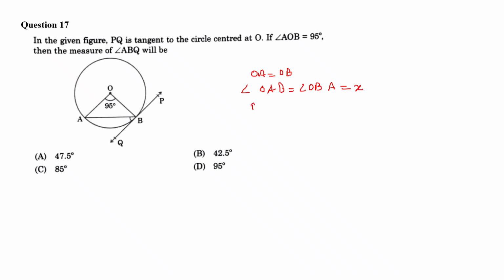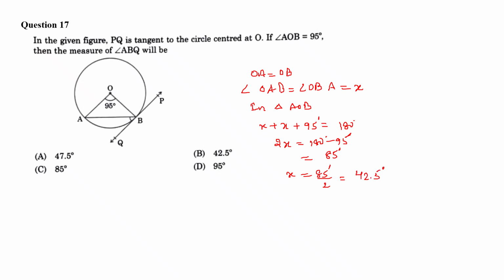Using the angle sum property for triangle AOB, it will be 2X plus 95 degrees is equal to 180 degrees. So 2X is equal to 180 degrees minus 95 degrees, and if I subtract it, I will get 85 degrees. So X is 85 degrees divided by 2, so it is 42.5 degrees. So I have the value of X.